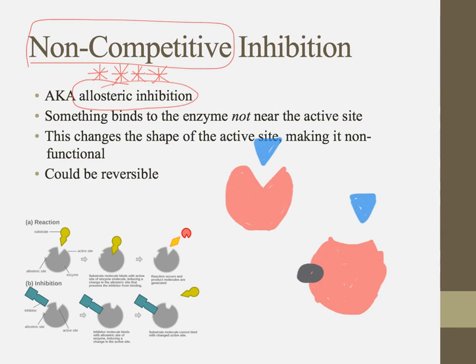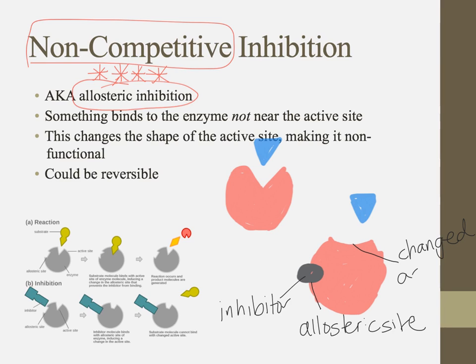All right, so maybe we should label some of these things because we love to watch Mrs. Hawes write these things. So this is some kind of inhibitor. Okay, this is what we call the allosteric site. Here is our changed active site because it's still an active site. It's just no good anymore. And here is our substrate.